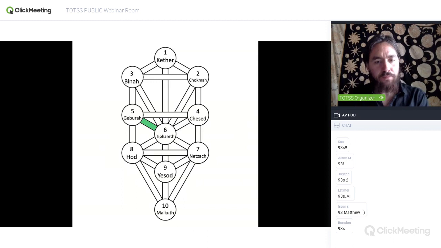Yeah, let's move on from there. So here it is on the Tree of Life. It connects Gevurah to Tiphereth.